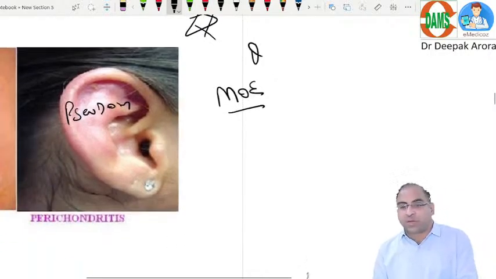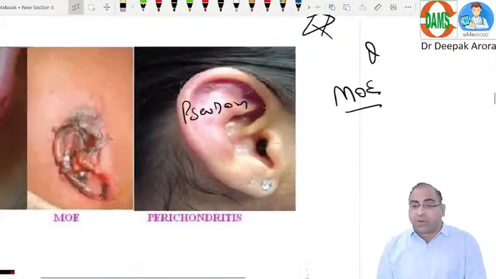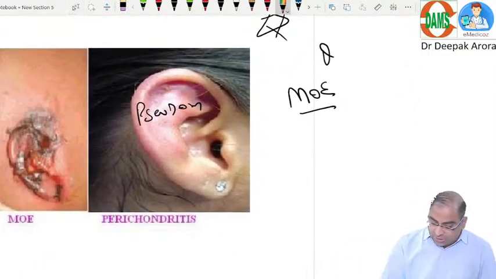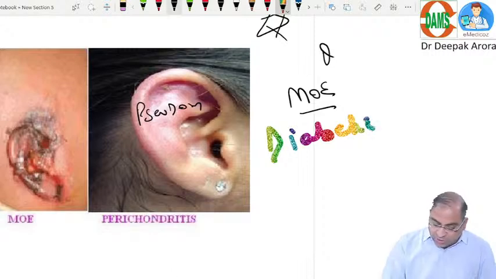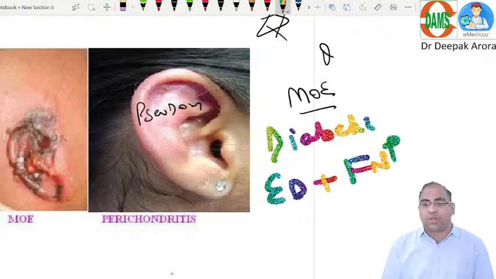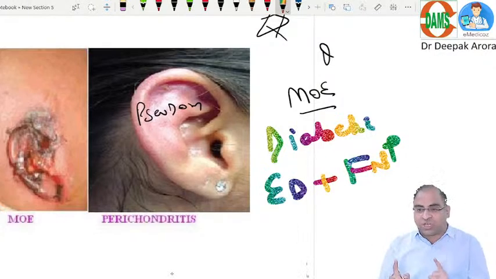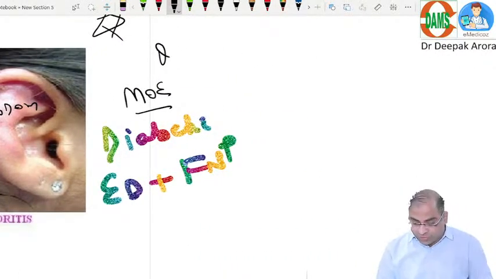This year I am expecting one MCQ on malignant otitis externa. The diabetic word will be there. Clear? So the patient will be a diabetic patient. The patient will come to you with ear discharge with facial nerve palsy. Just remember this point: ear discharge, facial nerve palsy, 2 MCQs. What is the investigation of choice? Anyone who can tell me?